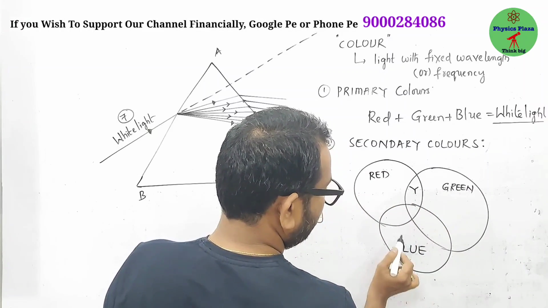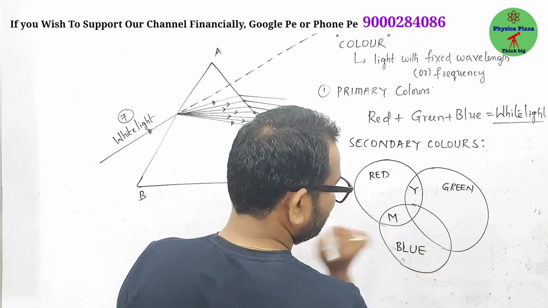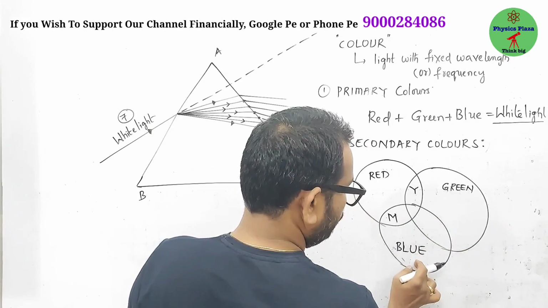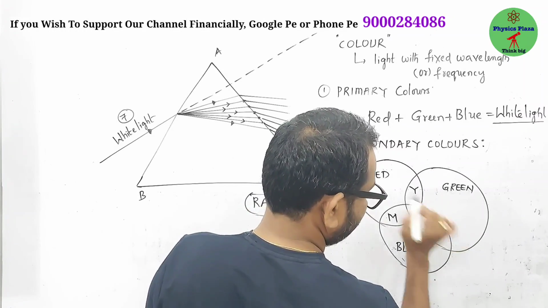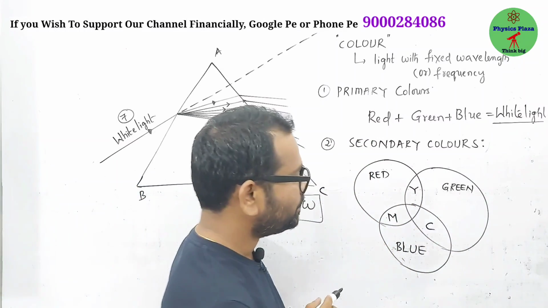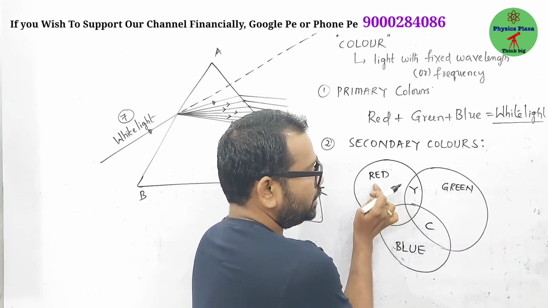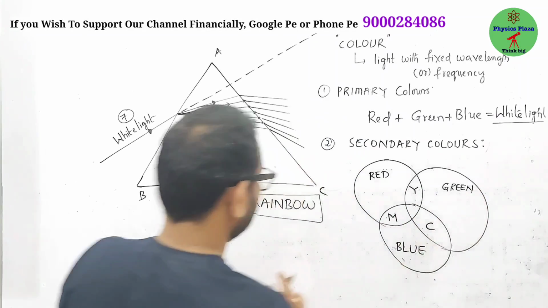Red and blue, if you add them, you will get magenta, that is a pink color. Green and blue, if you add them, you will get a cyan color. Very simple it is. Try to understand. See, if you mix red plus green, let me write here.